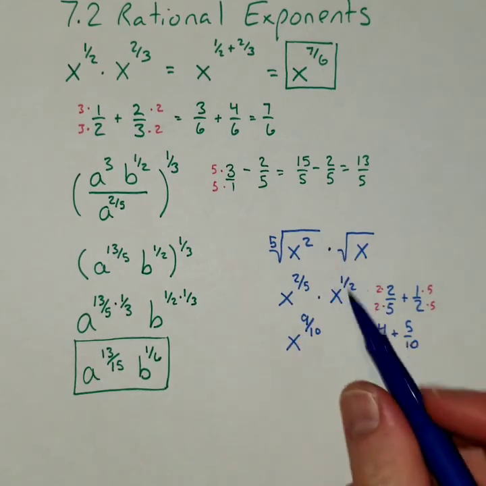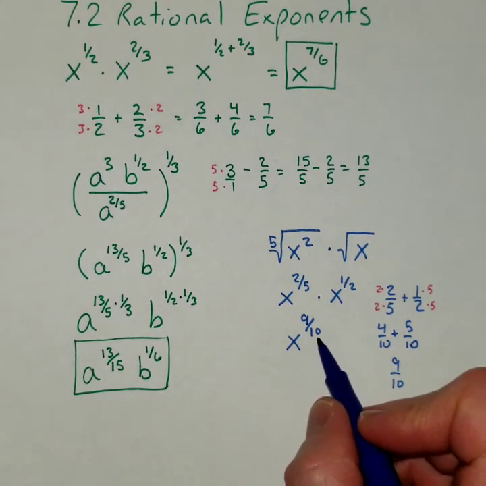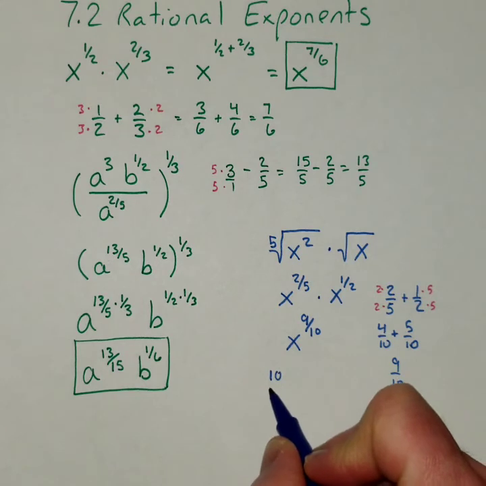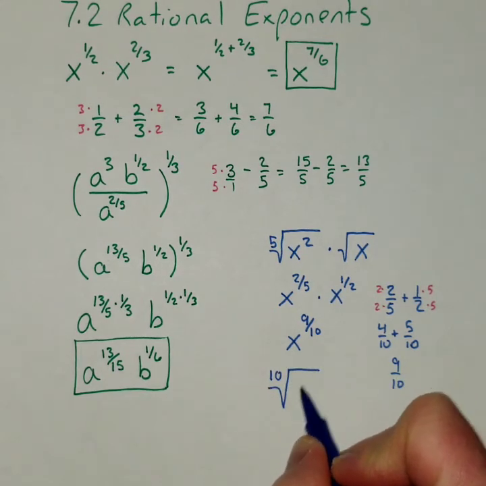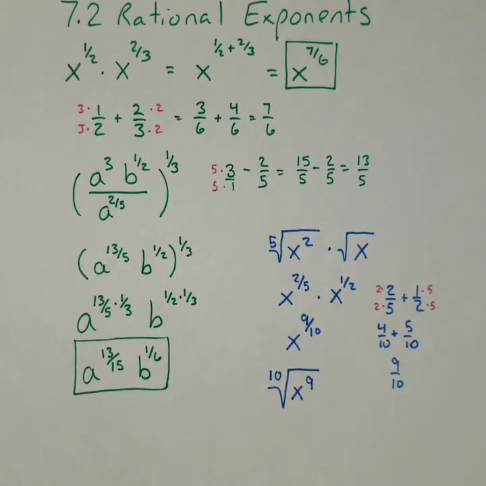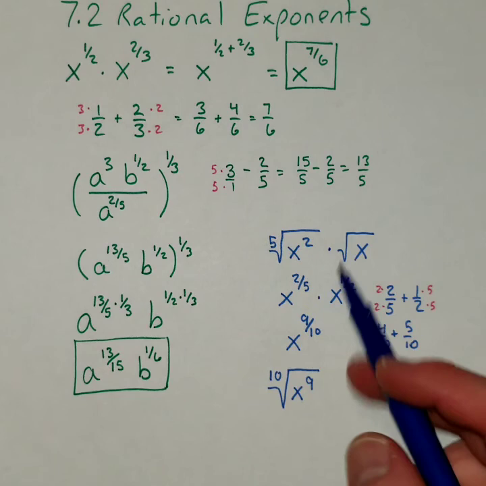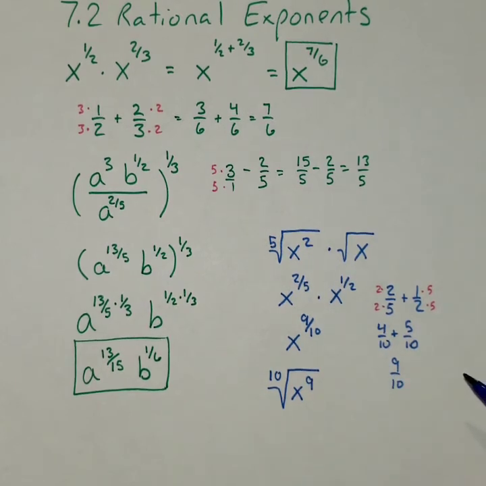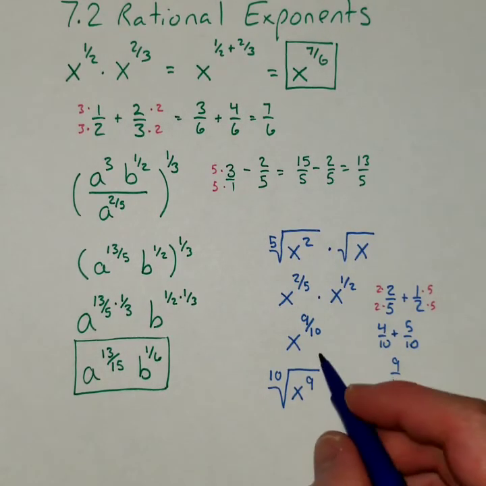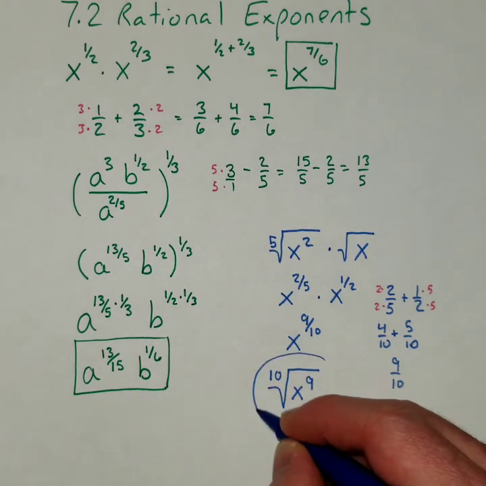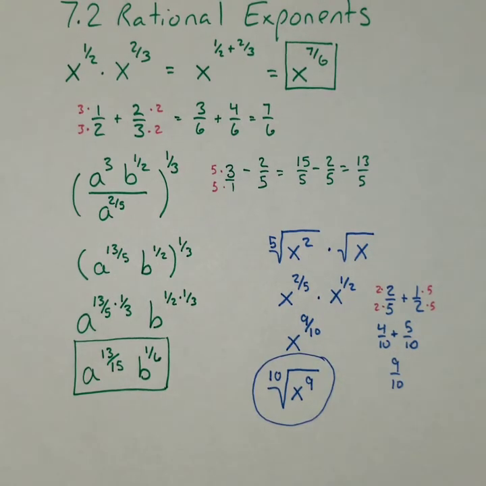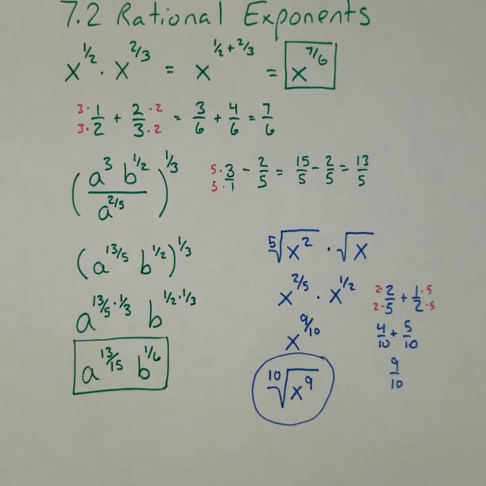And if I want to put it back in radical form, the 10 becomes my root, and the 9 is my power. So I end up with the 10th root of x to the 9th, which is an interesting answer because it doesn't appear that that 9 would really show up from the original radicals, but it does, because we're really just adding fractions together.